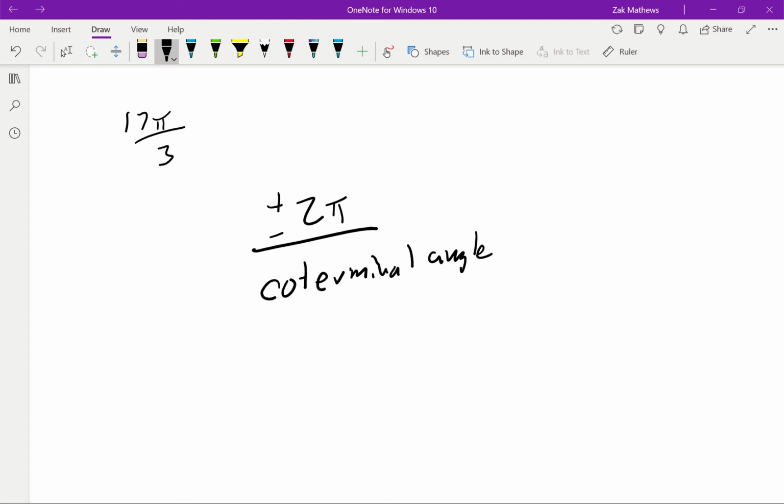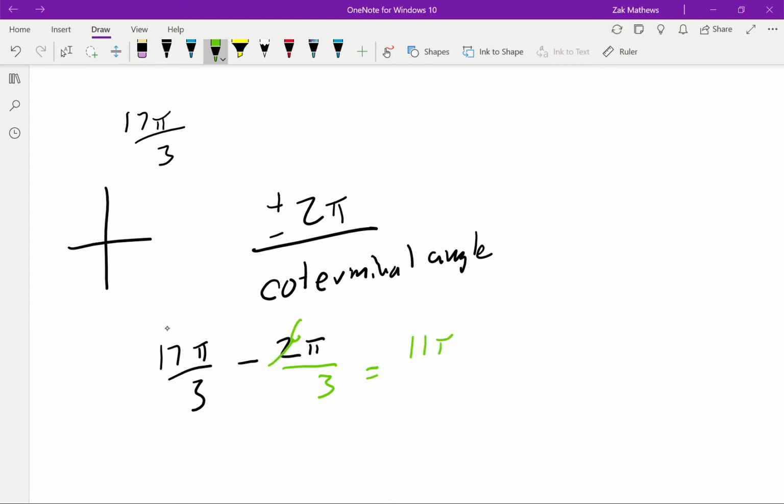So 17 pi over 3, what I want to do is subtract off a rotation to hopefully place it between 0 and 2 pi, so that way we can place it back onto that xy plane. So I'm going to subtract 2 pi. Well, to subtract 2 pi, I need a common denominator, and the common denominator would be 3. So we'd have 6 pi over 3. When we subtract that, we get 11 pi over 3. Well, that's better. It's smaller. It's a little bit easier to work with, but that's still not less than 6 pi over 3, which is a full rotation. So I'm going to need to find another coterminal angle.